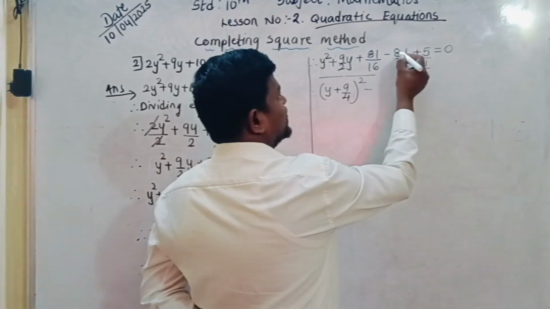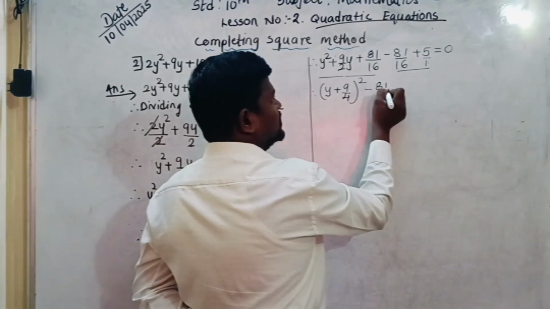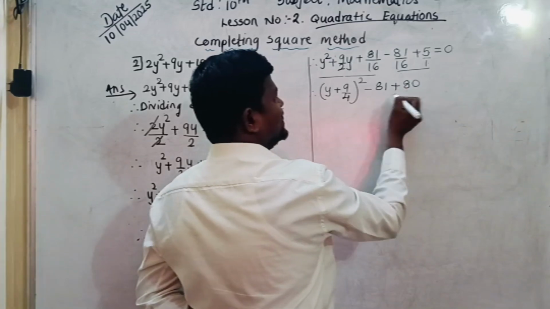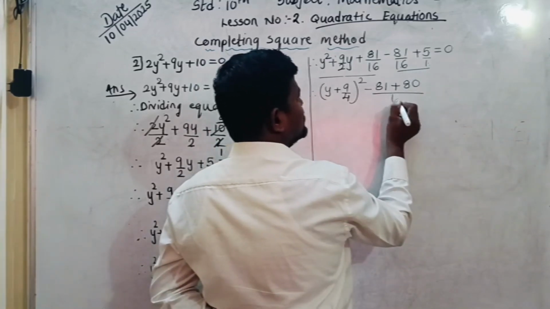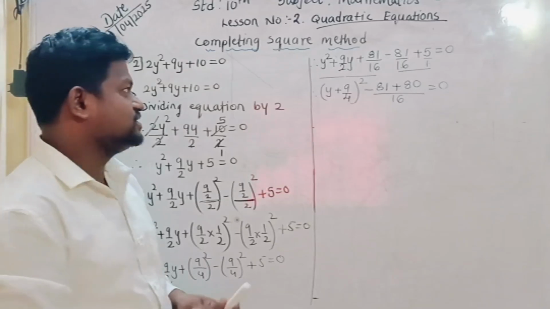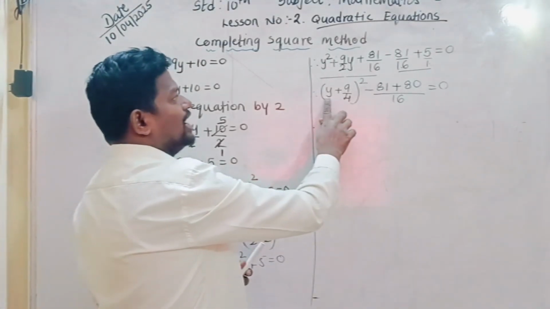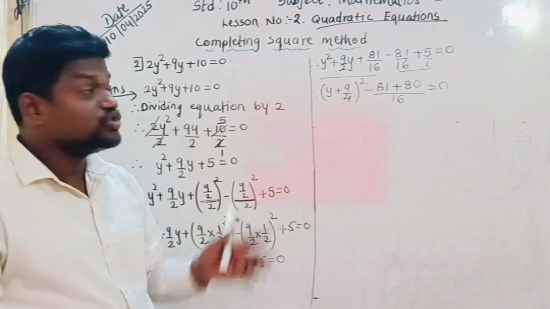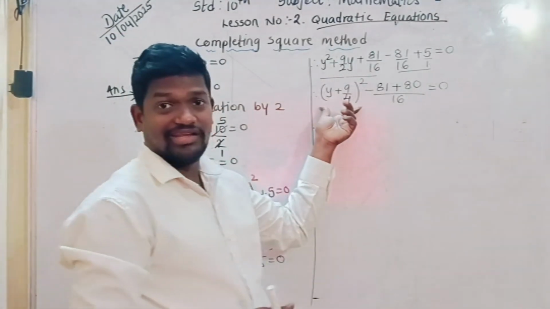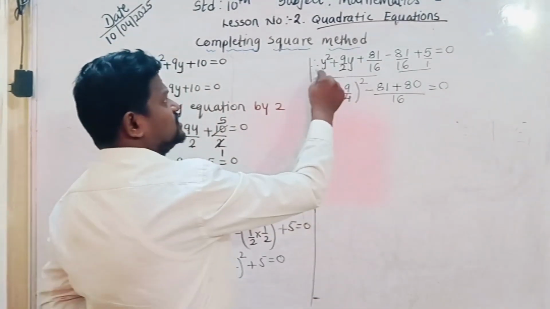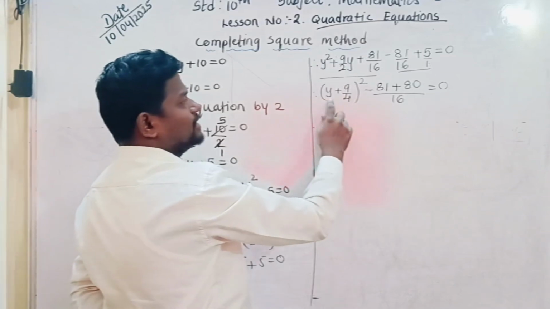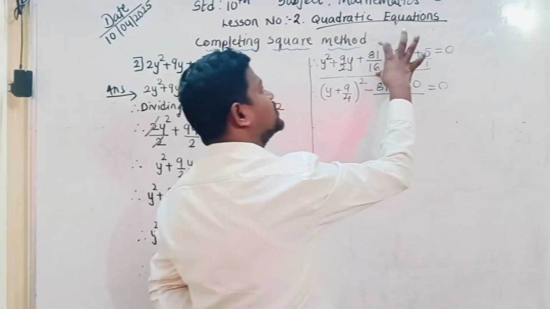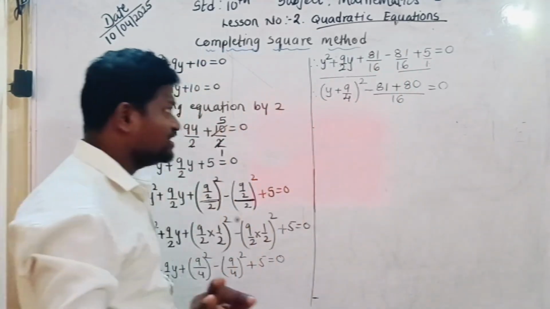So 81 ones are 81 plus 16 fives are 80 upon 16 ones are 16 equal to 0. See, y plus 9 minus 0. Now we use the shortcut, right? I told you earlier. So for this, see y square, we write down y, then the first sign, that is plus, and check out the third number. So 81 is the square of 9.